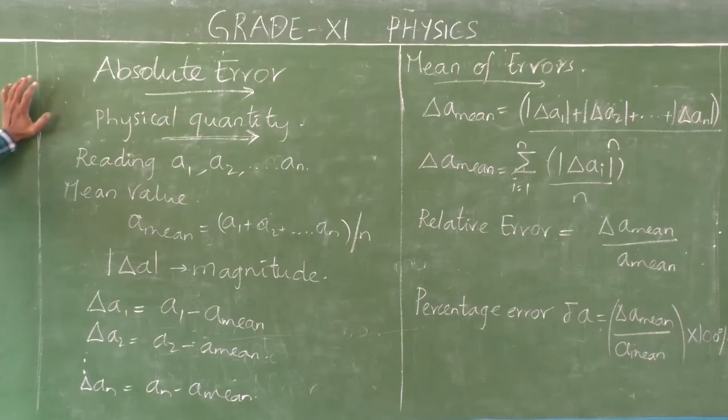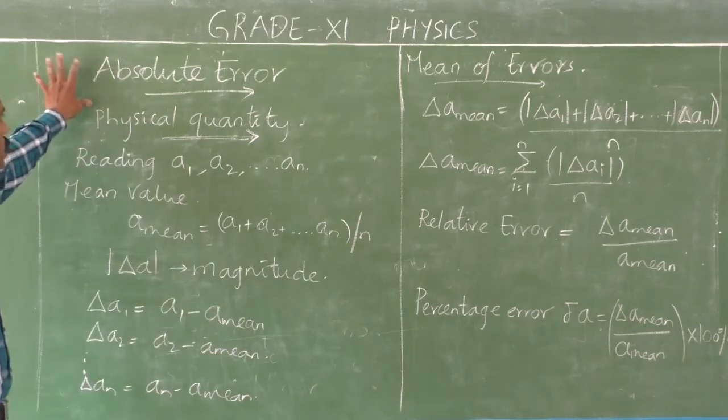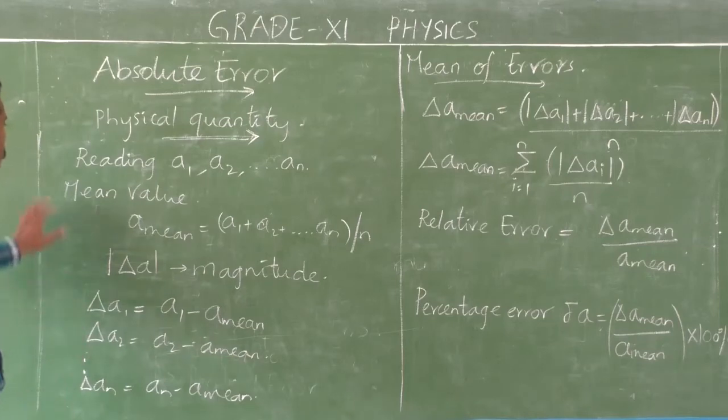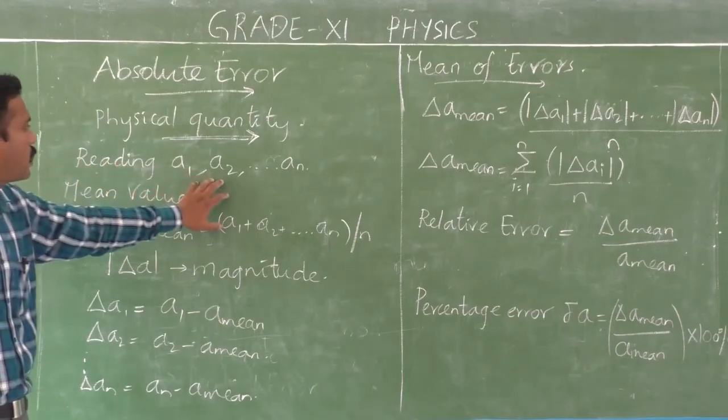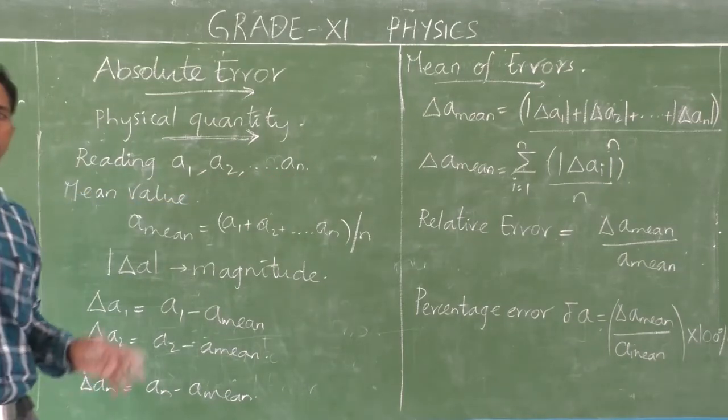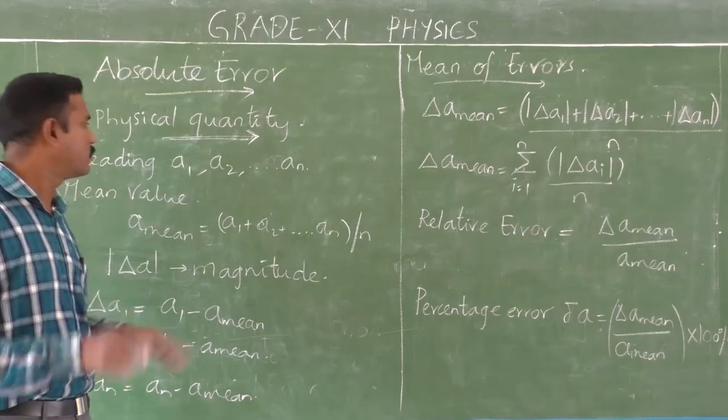Next one is absolute error. What is absolute error? I will start with an example. Let us consider a physical quantity A. The readings for the measurement of the physical quantity are A1, A2 up to An. So we have taken n number of readings for the physical quantity.